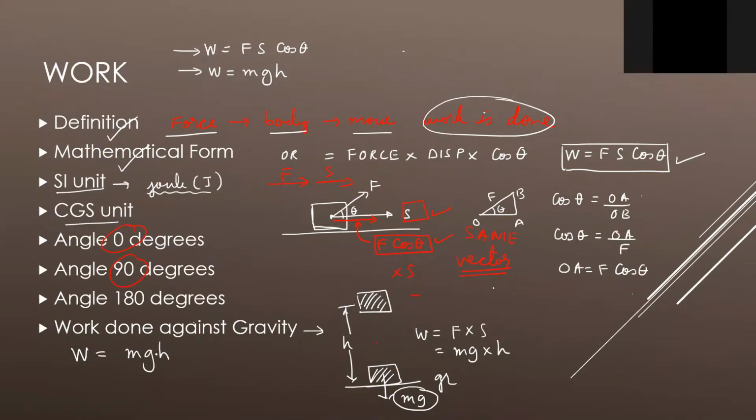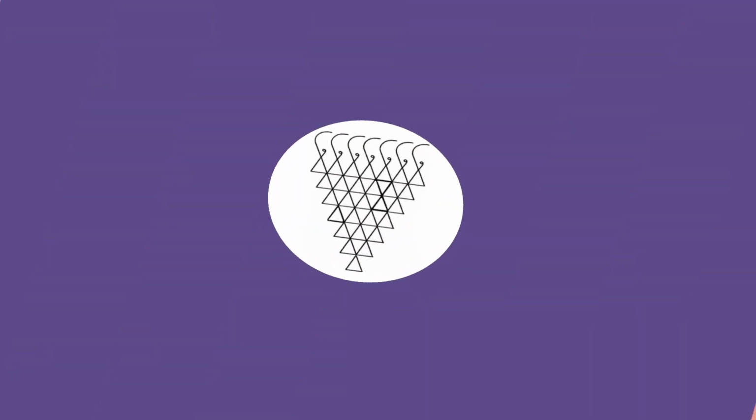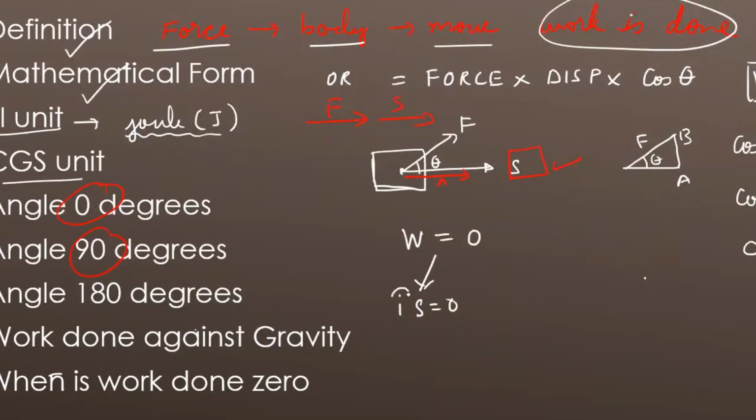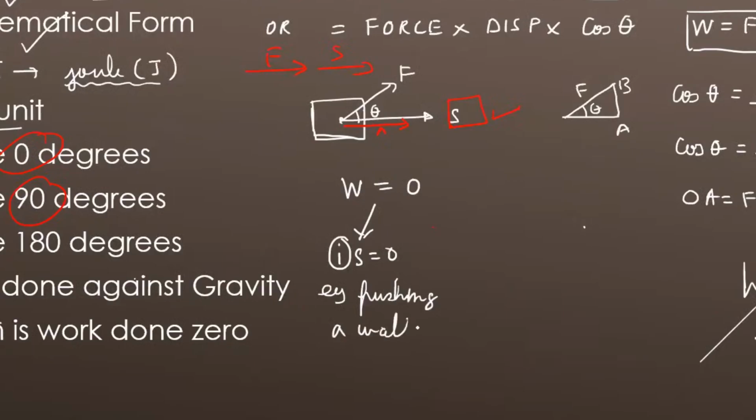So it is nothing but the weight. Now, W is equal to 0. An example would be, there is a wall, and if you are trying to push the wall, it doesn't go anywhere. You apply force, but displacement is 0, so work done is 0.